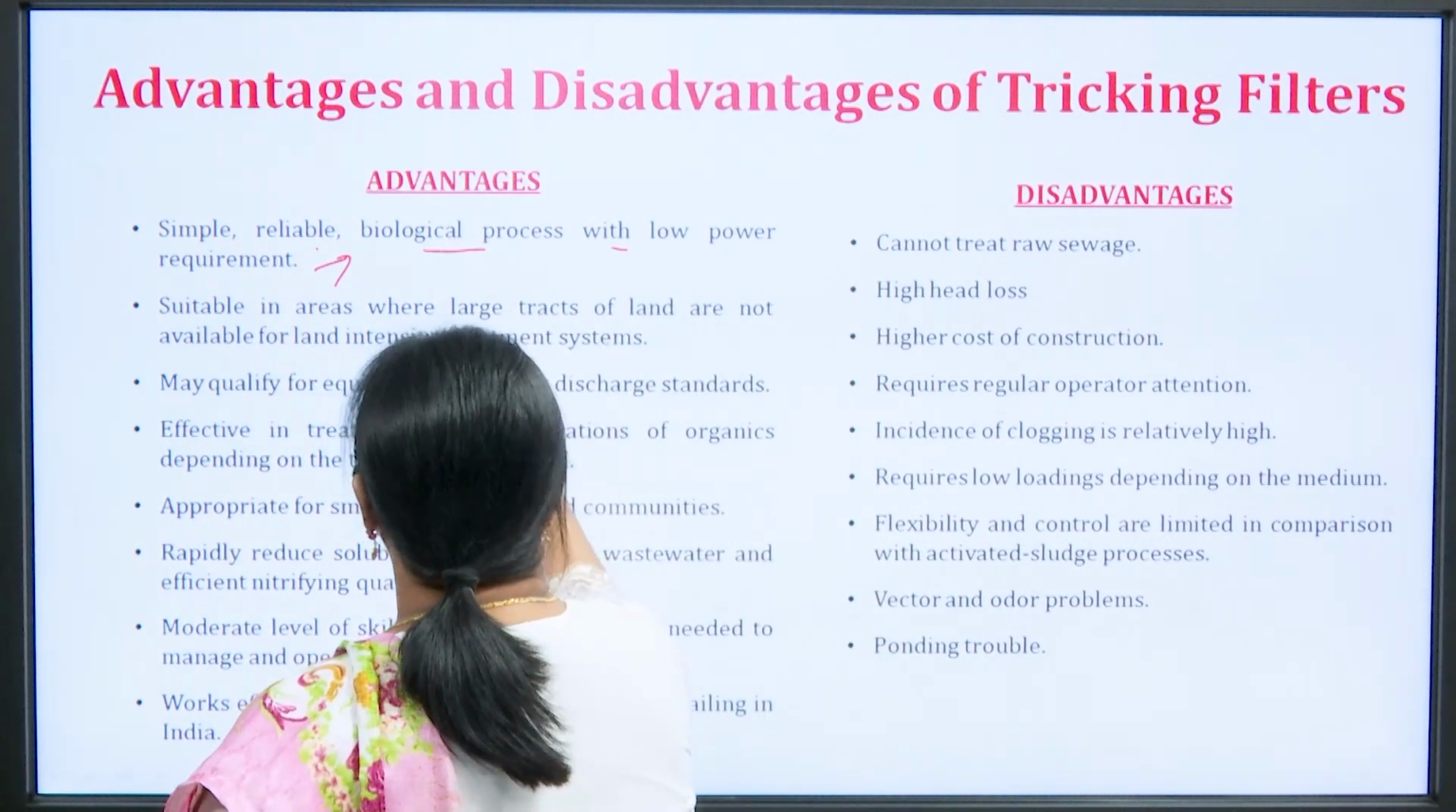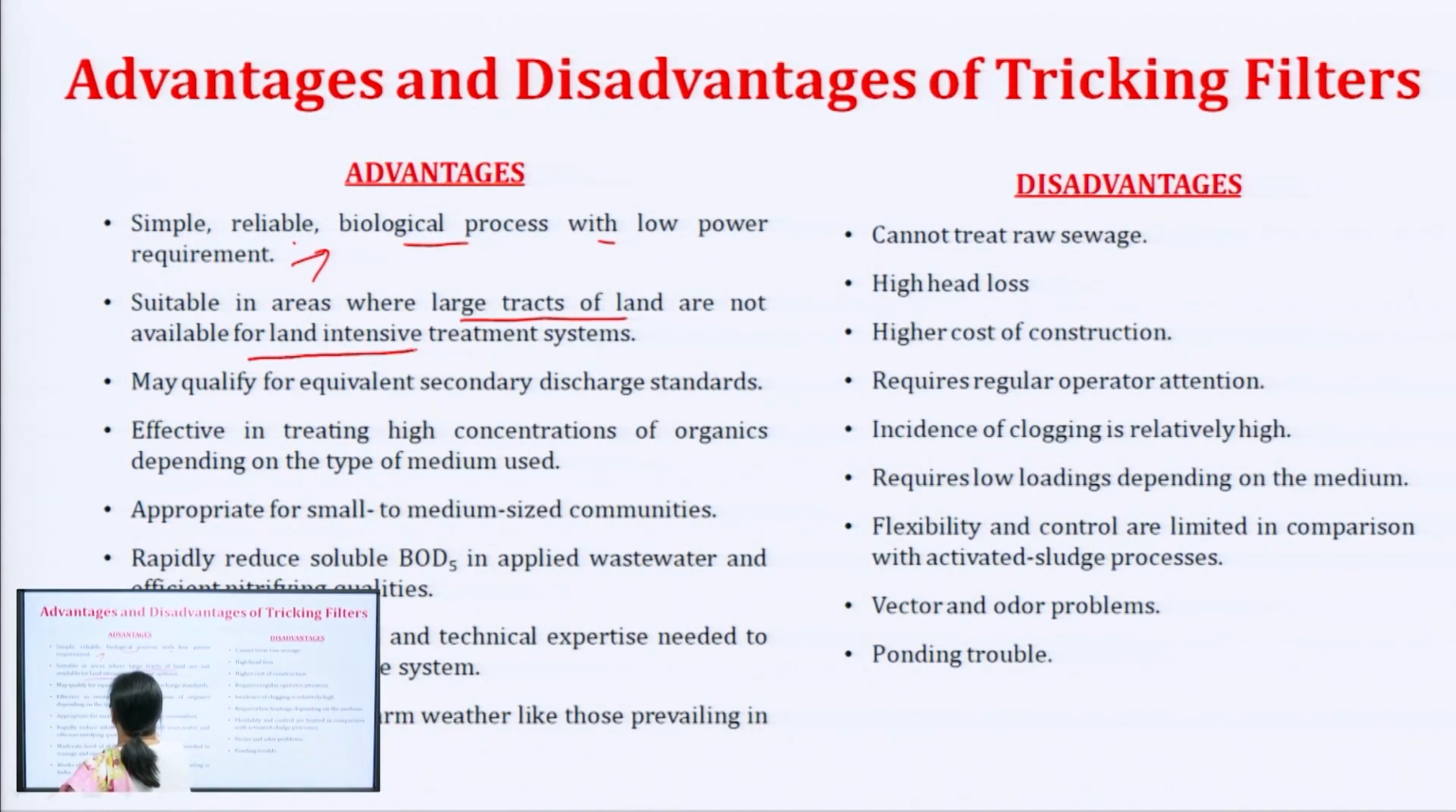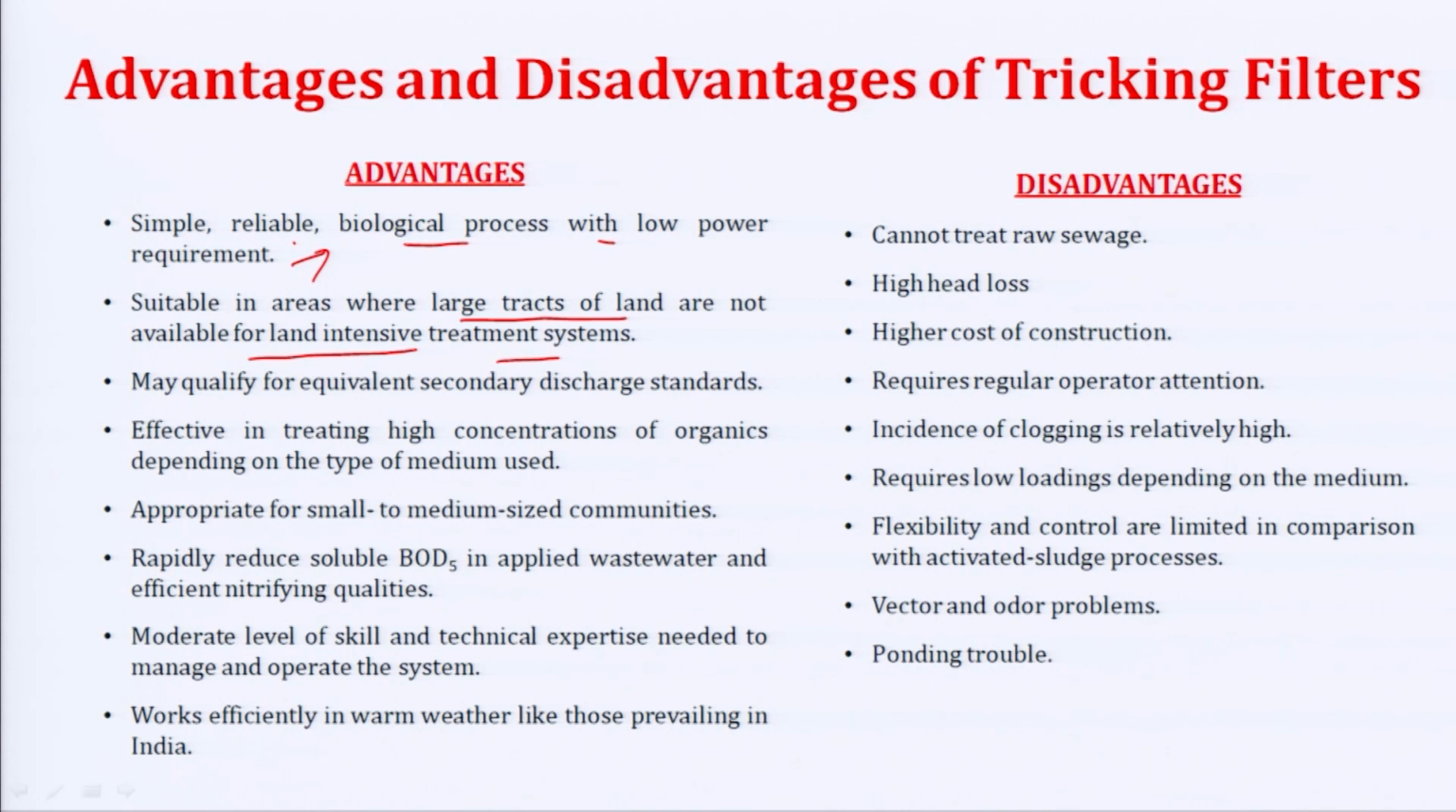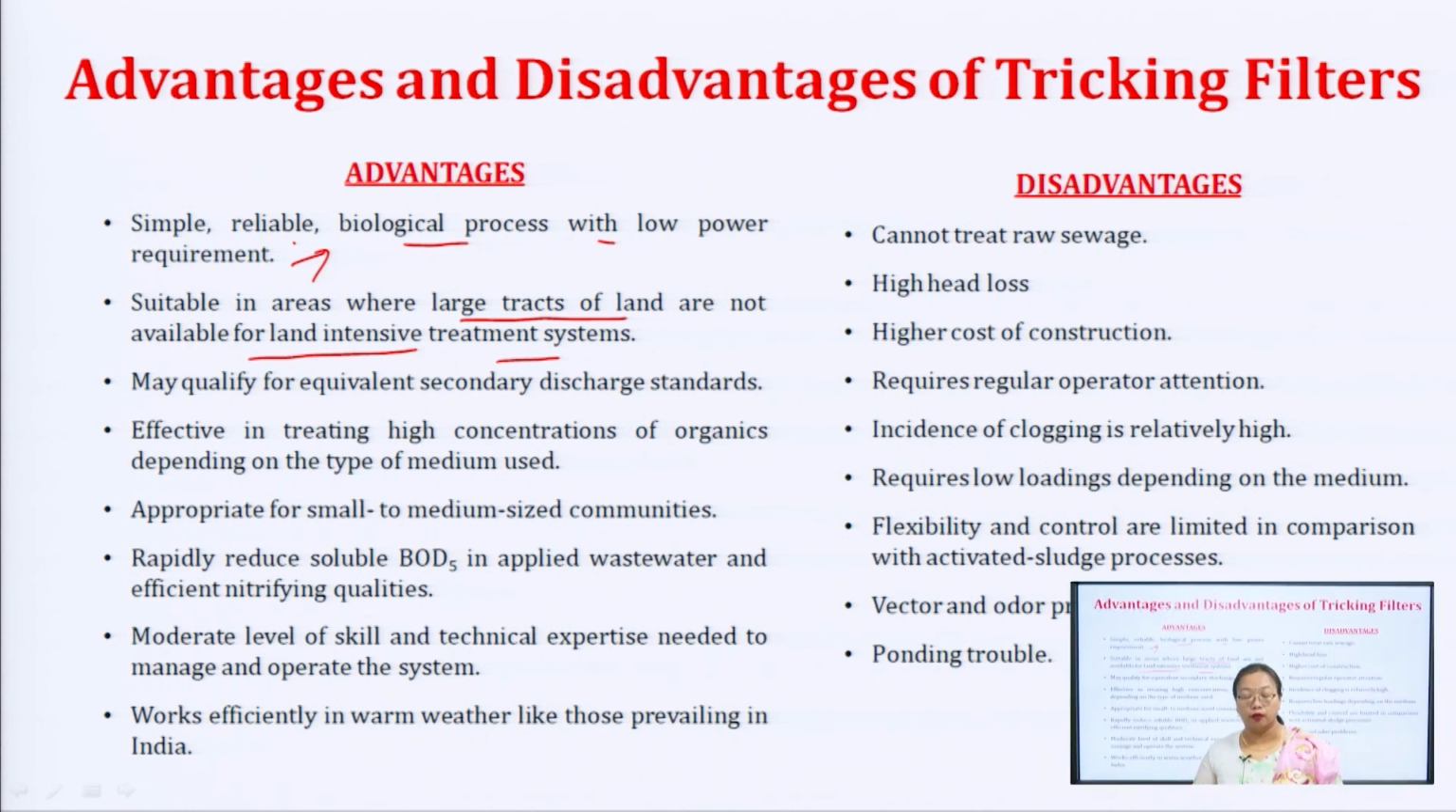It is also suitable in areas where large tracts of land are not available for land-intensive treatment. It has more land requirement than the activated sludge process, but lesser land requirement than lots of other treatment systems. It may qualify for equivalent secondary discharge standards. The effluent of a trickling filter, most of the time from low rate trickling filters, is very good and can be discharged directly to a river also. They have very good discharge standards.